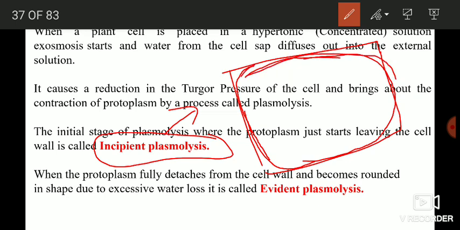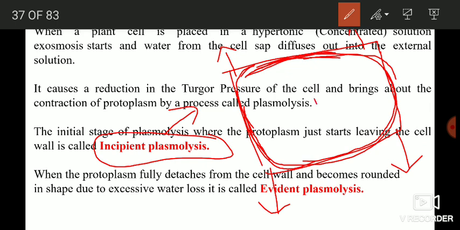You can see here the protoplasm has become separated from the cell wall only at corners. In the rest you will see the protoplasm and the cell wall are in contact with each other. So in incipient plasmolysis, what happens is there occurs separation of protoplasm from the cell wall only at the corners.